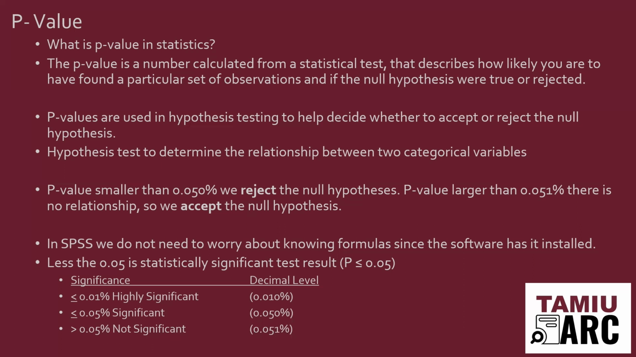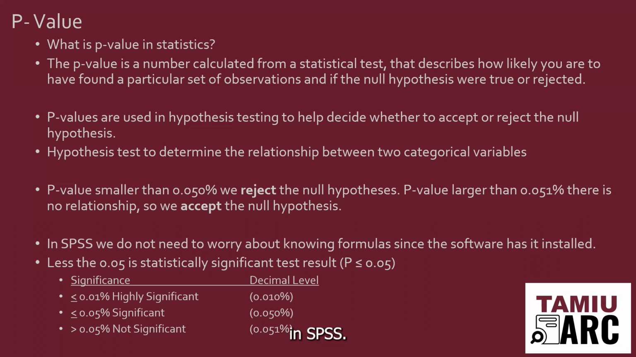Now, p-value, if the p is smaller than 0.05, so let's say 0.049, we reject the null hypothesis. Or if it's greater than or equal to 0.05, we still reject the null hypothesis. If it is larger than 0.05, so let's say 0.051 or 0.05000004, that is still larger than 0.05. There is no relationship, so we accept the null hypothesis.